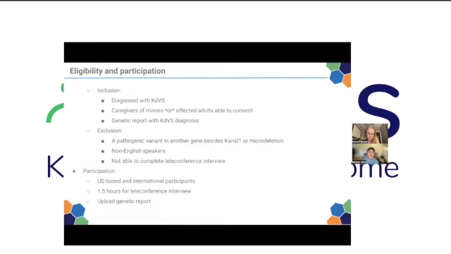Next, since our guidelines and documents are written in English, it may be difficult to include participants who are non-English speakers. The other exclusion is that participants must be able to complete the teleconference interview with me. So those who are not able to do the interview would be excluded from the study.